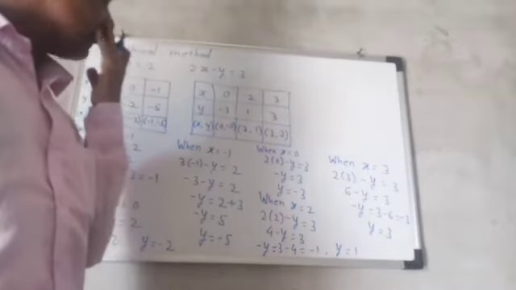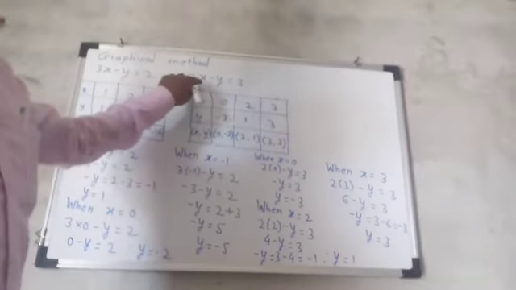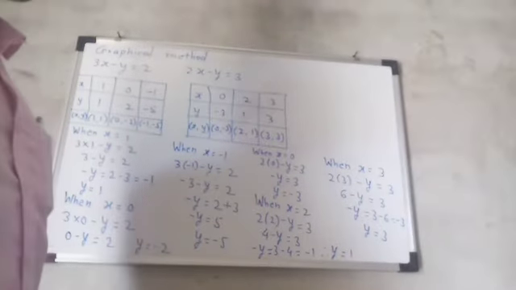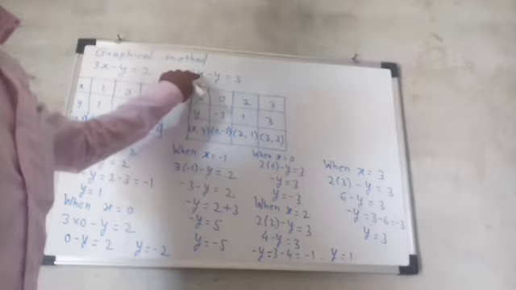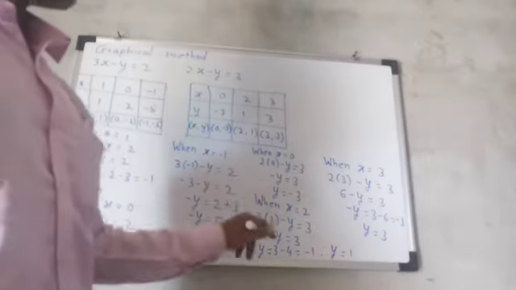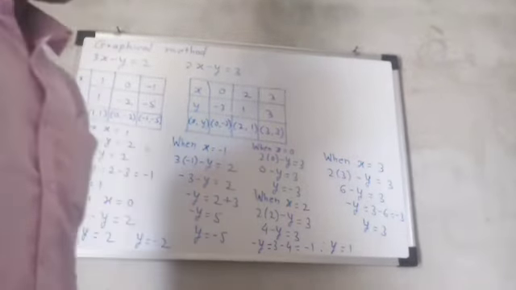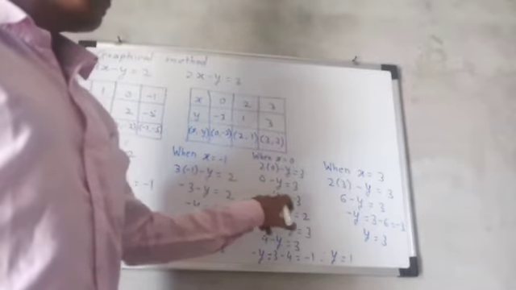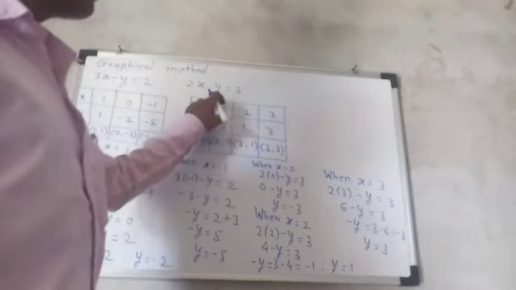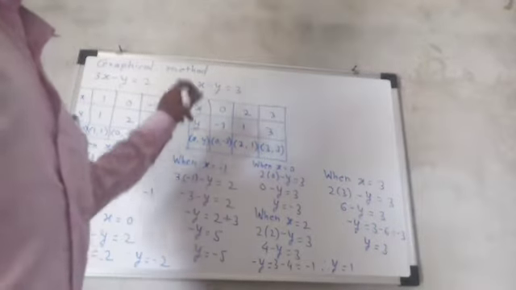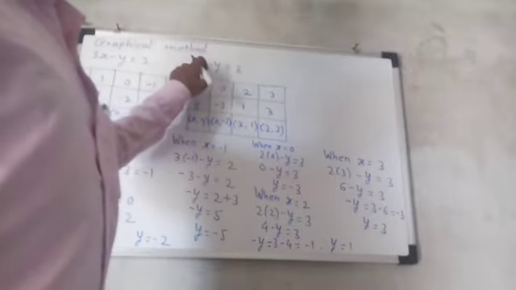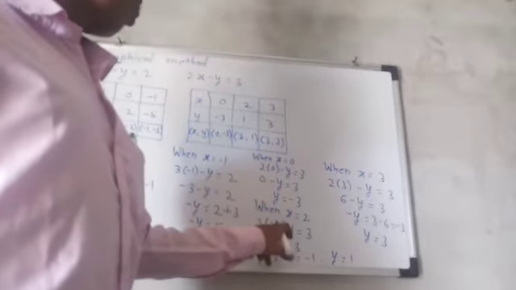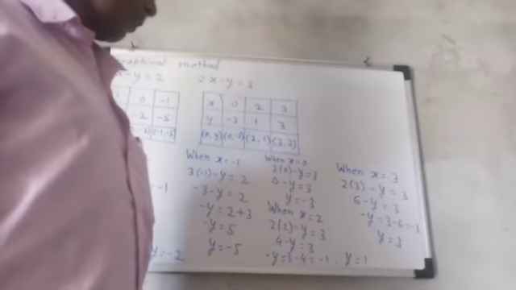For the second equation, 2x minus y is equal to 3. First value x is equal to 0. When x is equal to 0, 2 into 0 minus y is equal to 3. 2 zeros are 0 minus y is equal to 3. Minus y is equal to 3. y is equal to minus 3. Point 0, minus 3. When x is equal to 2, 2 into 2 minus y is equal to 3. 2 2s are 4 minus y is equal to 3.